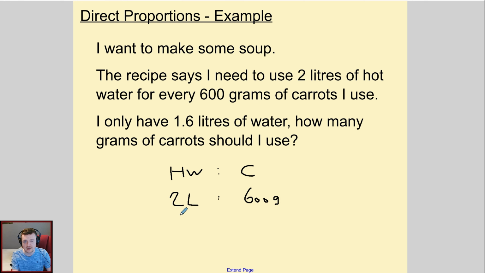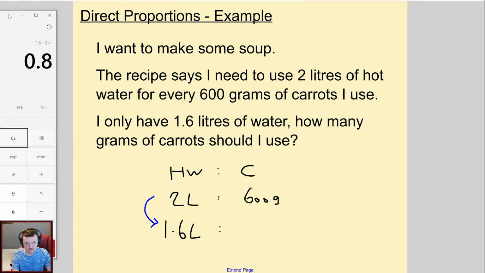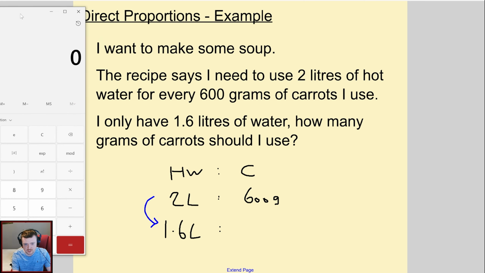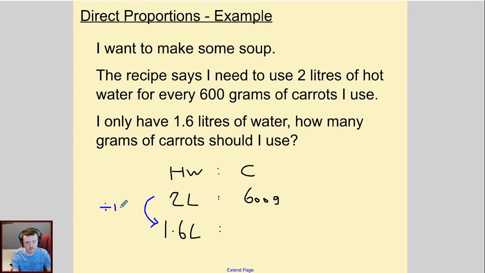Okay. But I only actually have 1.6 litres of hot water. That's what's changed. And I've got to work out what goes there. Like a change one ratio, I've got to work out the proportion that this has changed. How much is it changed by? To do that, I'm going to work out how many it's actually been changed by. So 2 divided by 1.6 is 1.25. So this has been divided by 1.25. That's what we've got here.